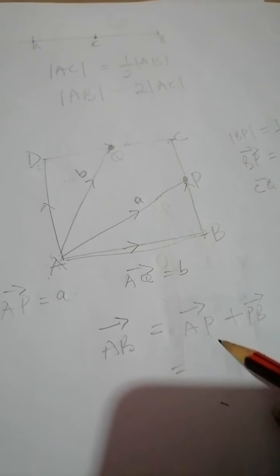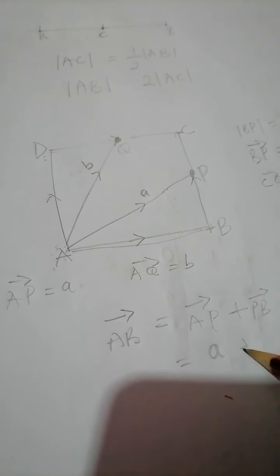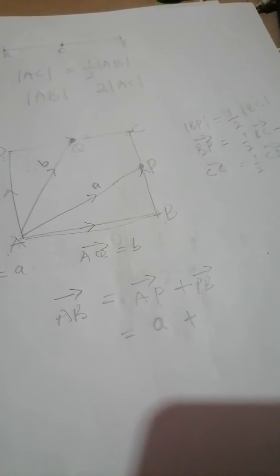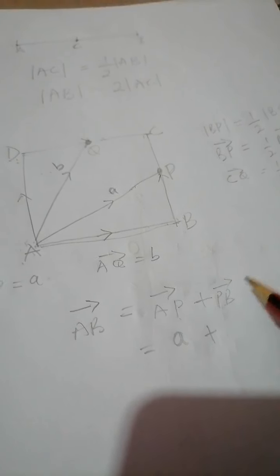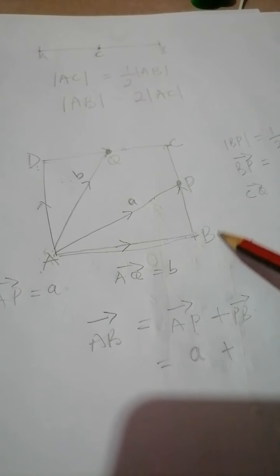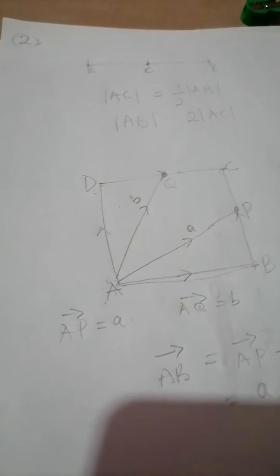Now I know that vector AP is a, so at least I'm making progress. Now what is PB? Remember, PB is what? Okay, let me.